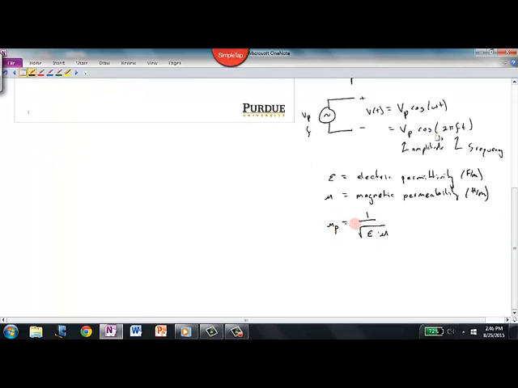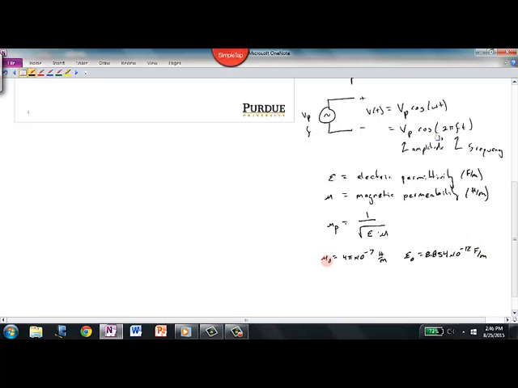So this is actually the relationship by which we know how fast any EM wave travels through a material. Magnetic permeability and electric permittivity are properties of all materials, and for a vacuum, mu naught equals 4 pi times 10 to the minus 7th henries per meter, and epsilon naught, the vacuum permittivity, is equal to 8.854 times 10 to the minus 12 farads per meter.